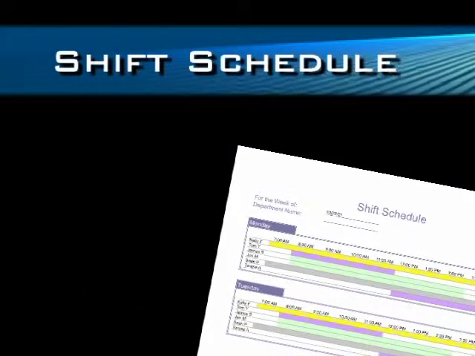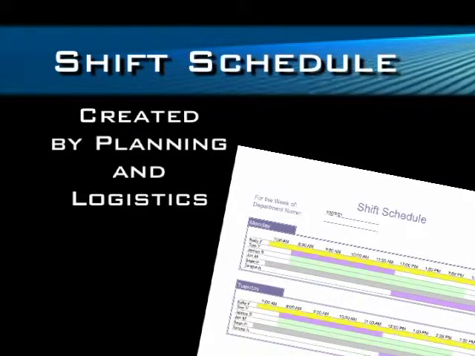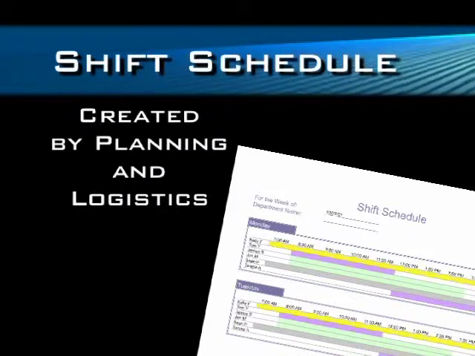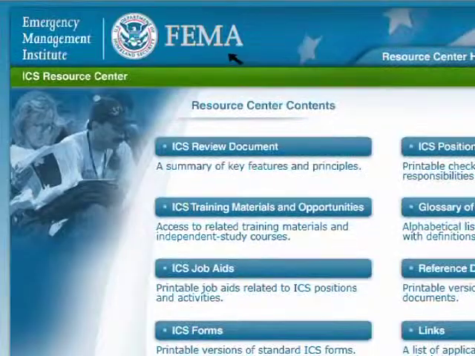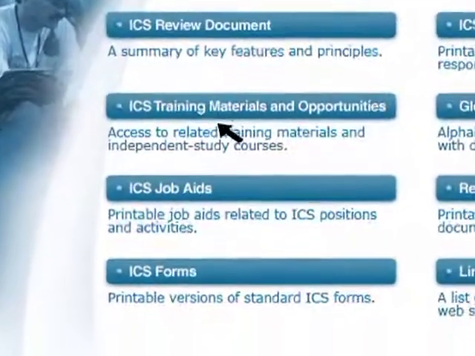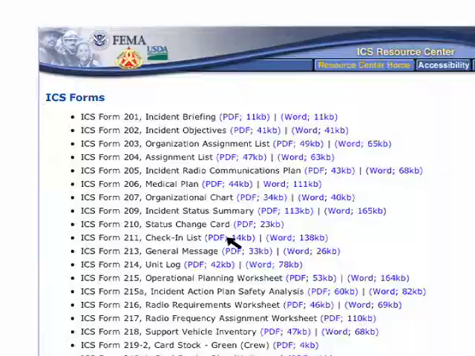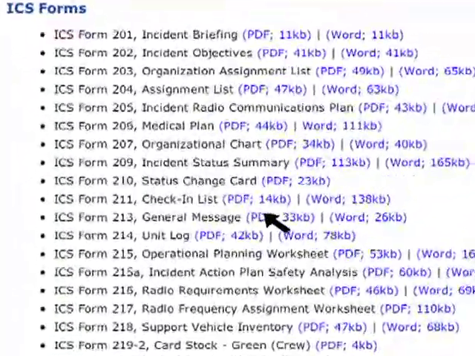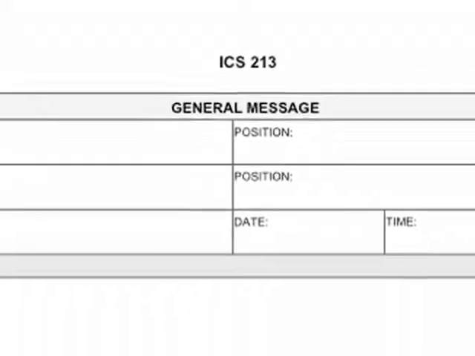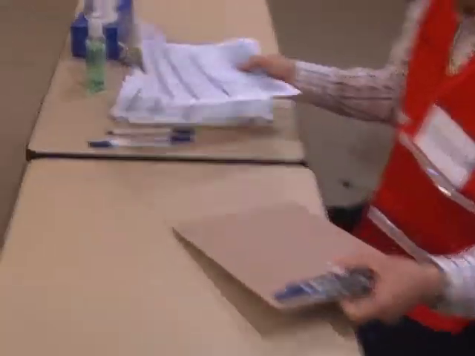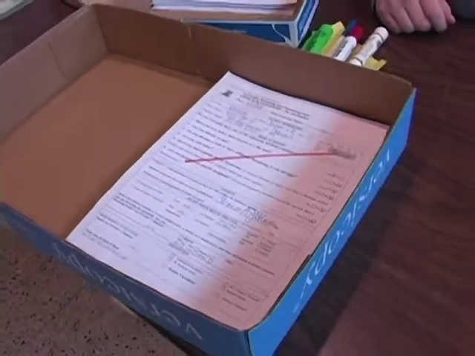Shift schedules for pod staff should be created by planning in collaboration with logistics and then be approved by command. ICS forms are available as templates from FEMA, the Federal Emergency Management Agency. They can be used as they are or customized by your city EOC. Planning has a special relationship with ICS forms because you'll not only use them, but also collect and collate them to carry out your mission.